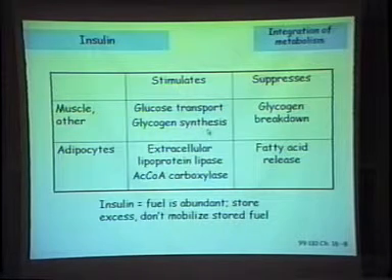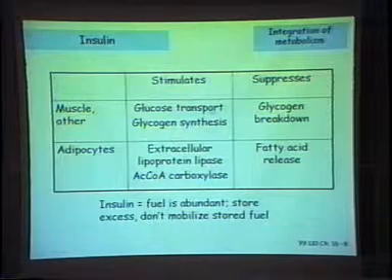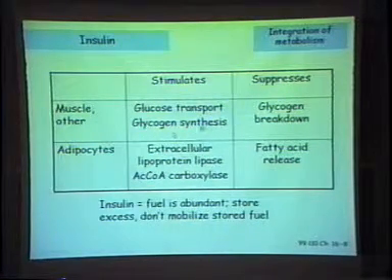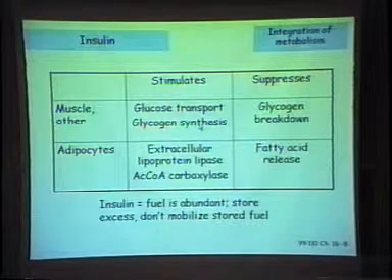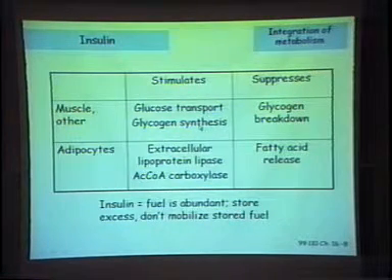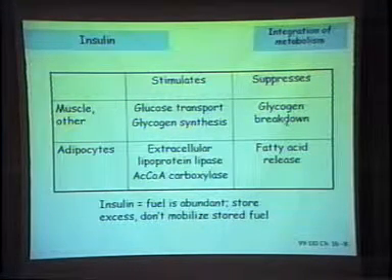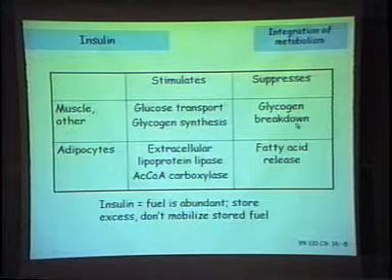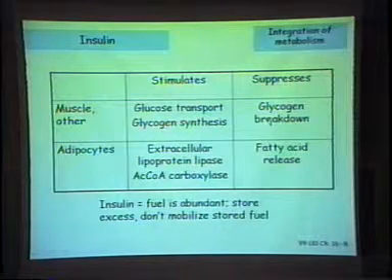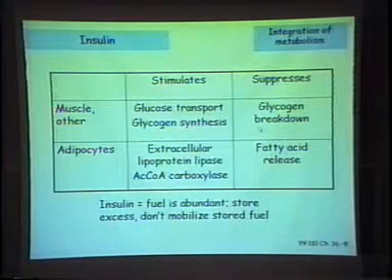It will increase glycogen synthesis. So these are things that will tend to clear glucose out of the bloodstream and store it for future use. It will turn off the enzymes that can catalyze glycogen breakdown. So it's preventing a futile cycle from occurring.